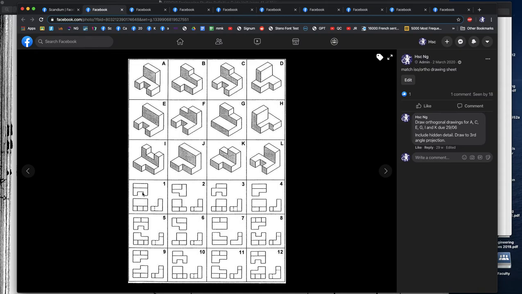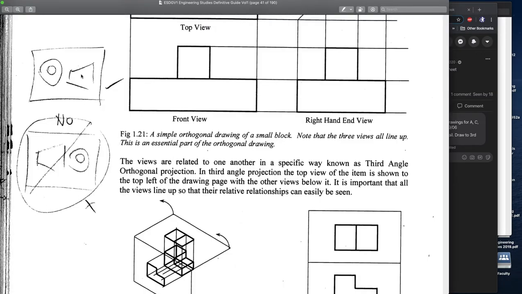We're looking at the top, the front, and the side. Now, there are different ways that we can draw orthogonal drawings. In Australia, we use something called third angle projection, not first angle projection. And so we have these 2 different symbols. This symbol here that I've drawn by hand is the symbol for third angle projection.